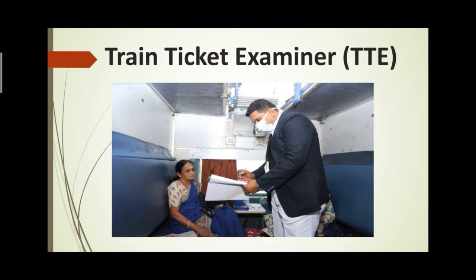Train Ticket Examiner, TTE. The Train Ticket Examiner checks the tickets of passengers in the coach and guides the passengers in occupying their accommodation. He prevents illegal or unauthorized entry in a coach, including by platform ticket holders. He shall ensure that the number of passengers does not exceed the carrying capacity of the coach.